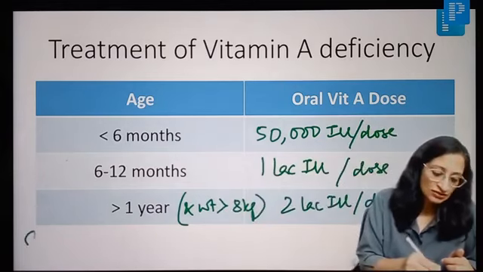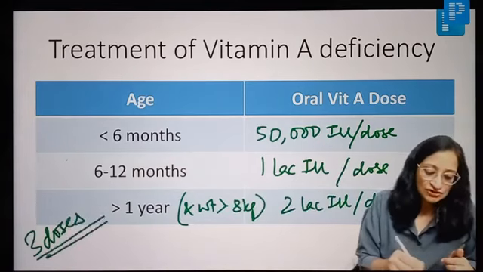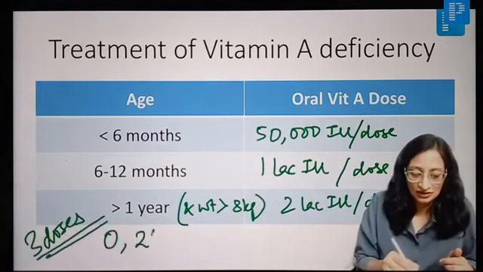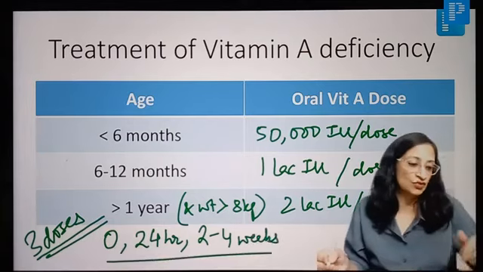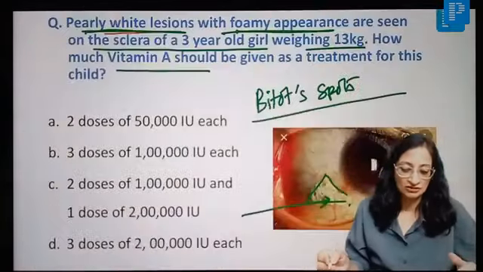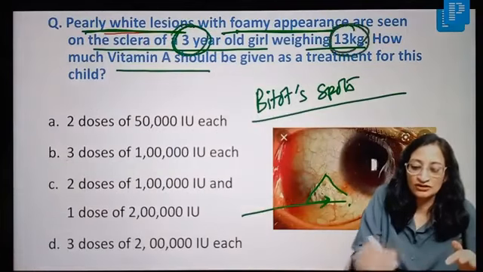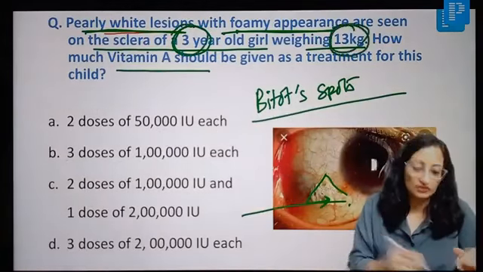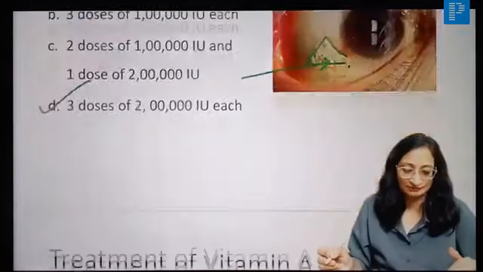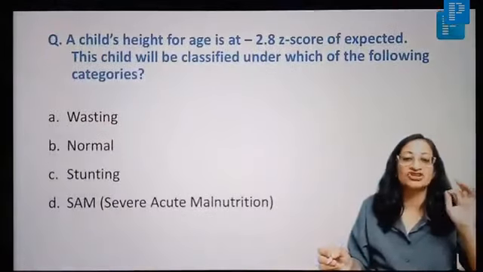And how many doses are required? 3 doses are required for treatment of vitamin A deficiency. At 0, that means at diagnosis, 24 hours later, and 2 to 4 weeks later. Some books say 2 weeks later, some books say the third dose you can give 4 weeks later, right? So the best answer here, because the age is 3 years and the weight is more than 8 kg, each dose is going to be how much? 2 lakh international units. And total dose, how many doses you'll give? 3 doses, right? Okay.